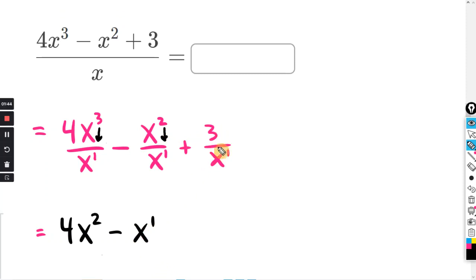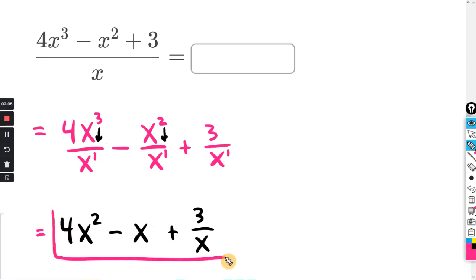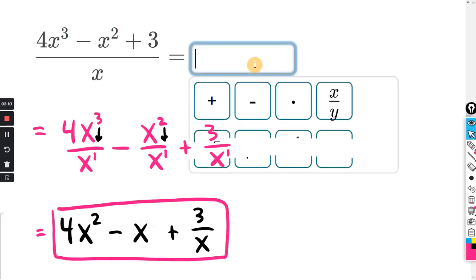Finally, right here, there's nothing we can do, so we're just going to leave that as plus 3 over x to the first power. Now, when something is to the first power, you don't need to write first power. Okay, so we can erase that 1 for the exponent. Okay, and right there is the final answer. So you just want to enter that in the box.